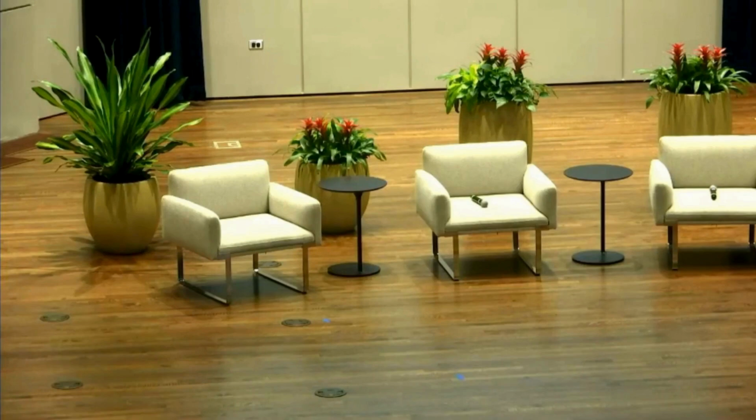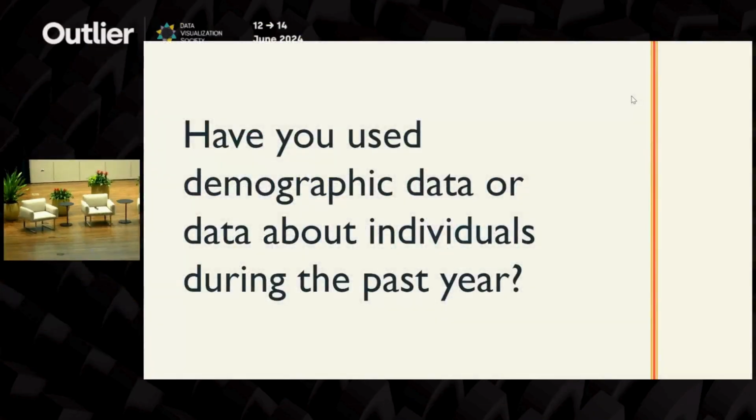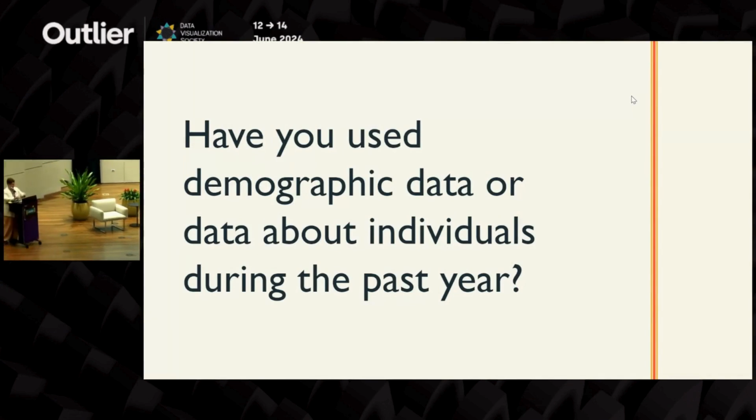So by show of hands, or in the chat if you're virtually, how many of you have used demographic data or data about people or individuals sometime during the past year? Wow, so like everyone. Incredible.